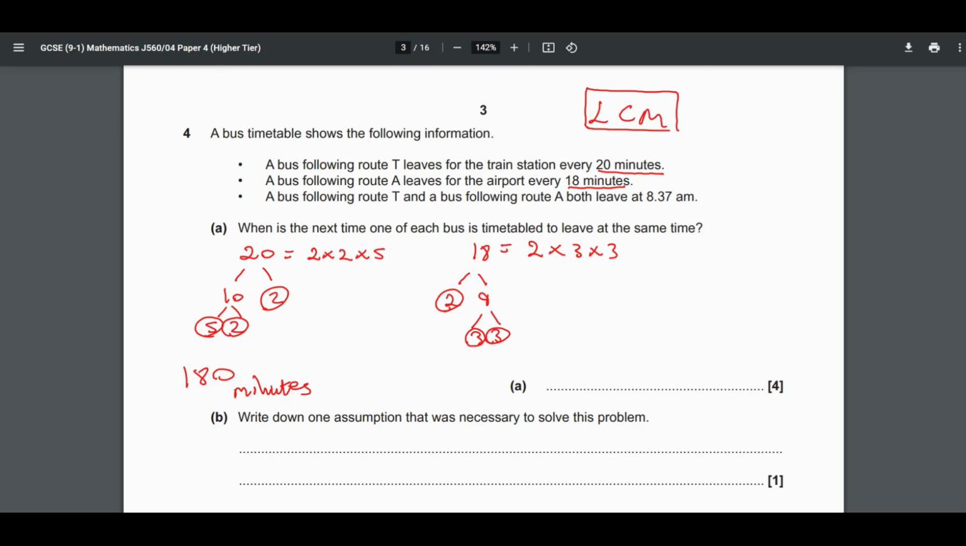So what I like to do is I put them one above each other. So we've got 2 times 2 times 5 for the 20, and 2 times 3 times 3. And to get the lowest common multiple, you kind of just, so for instance here, we have 2 and 2 is shown on top and bottom here. So we just put 2, and then we multiply by this 2 here, by this 3 here, by this 3 here, and by this 5. And if you put that in your calculator, because this is a calculator paper, you will also get 180. Okay?